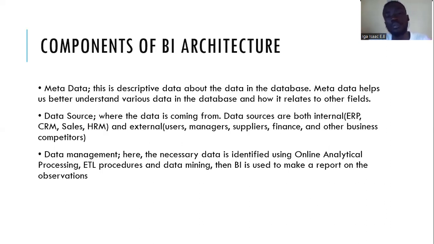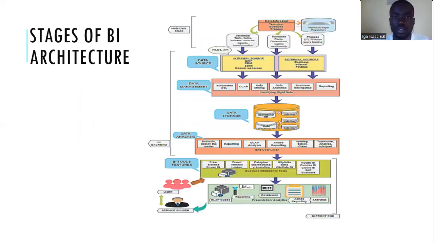And then the components of business intelligence architecture. The question asks me to discuss the stages with an illustration. So the illustration is right here, where we go through the stages of metadata. Metadata is data about other data in the database. It explains what the data is, gives the data meaning.